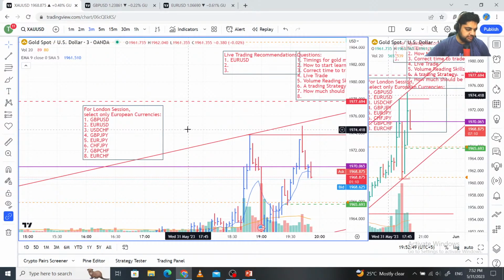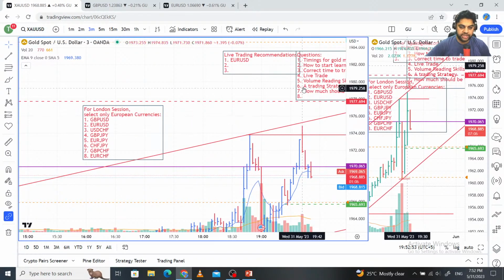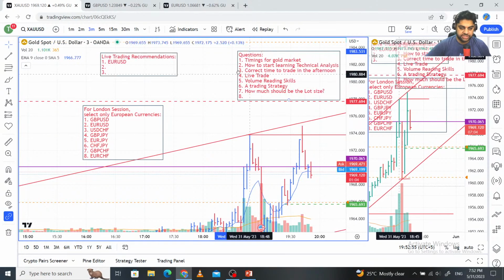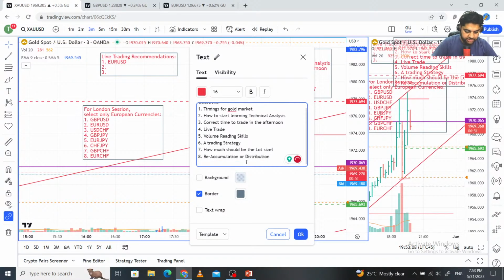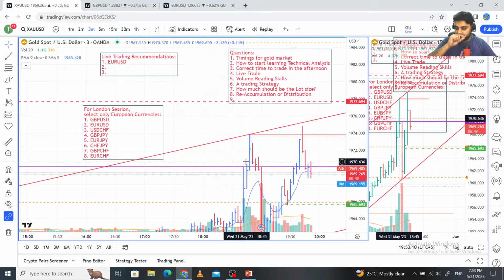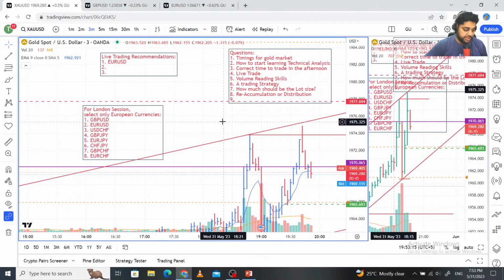Please say tips for identifying accumulation and distribution. Okay, so I will write down this question, a very important question. The question is: how to identify reaccumulation or distribution. How to understand if this will be a reaccumulation or a distribution. That is a very important question, because sometimes it is very difficult to know if this is going to be a reaccumulation or a distribution.